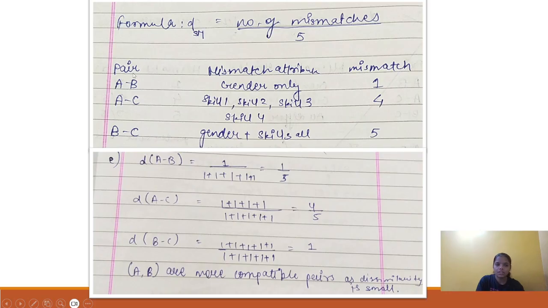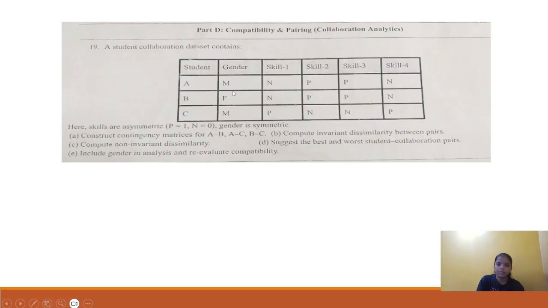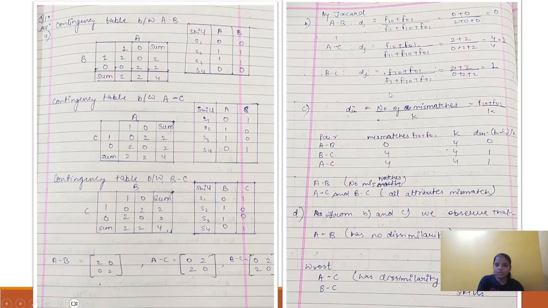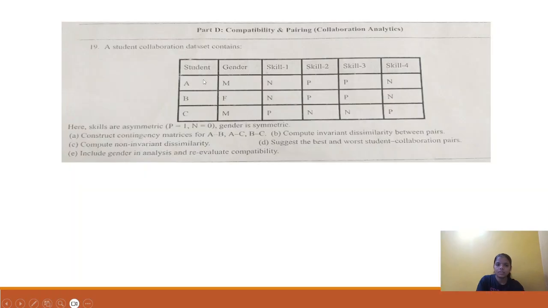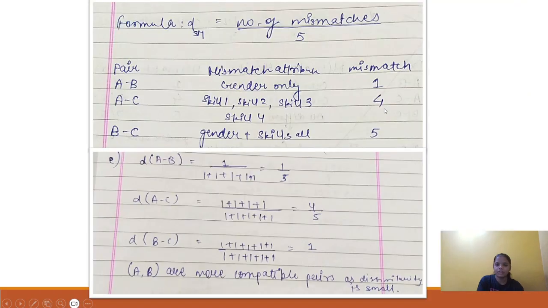Now from the original data set, we check that between A and B, our gender differs, and all the remaining things are similar. So here only one factor differs, that is gender. So mismatches is 1. For AC, as we can see here, between A and C, our gender is similar, but all other skills are different. And between B and C, our gender differs, plus all the skills also differ. So between B and C, we have a total of 5 mismatches, but between A and C, we have 4 mismatches.